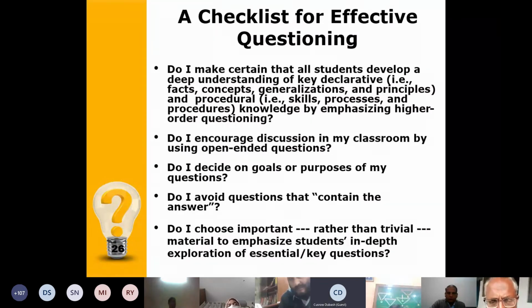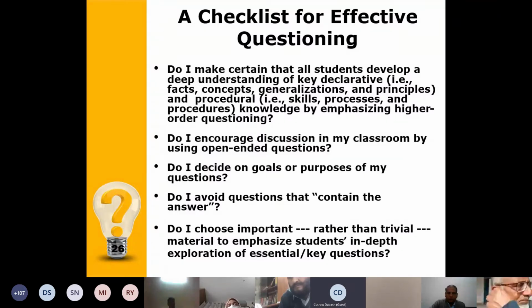2 is, do I encourage discussion in my classroom by using open-ended questions? Open-ended questions means questions that do not have one right answer. All questions like, in your opinion, what do you think, what recommendations do you make? These are open-ended questions. Have a discussion.